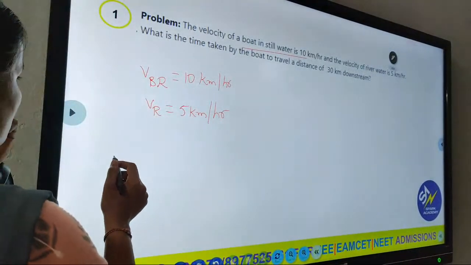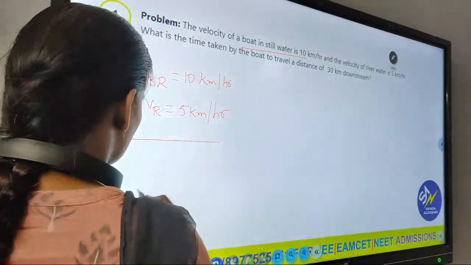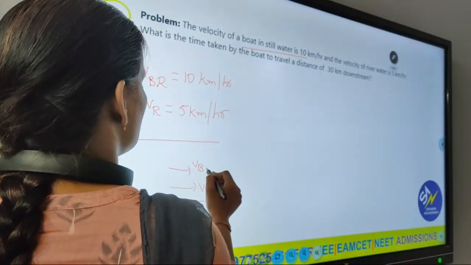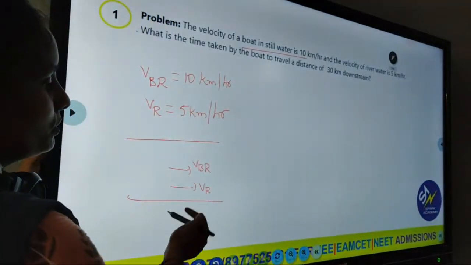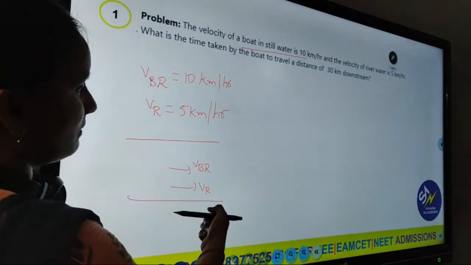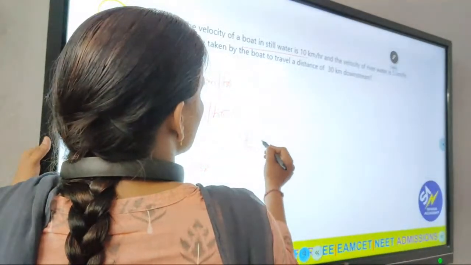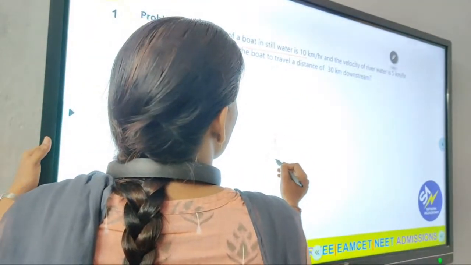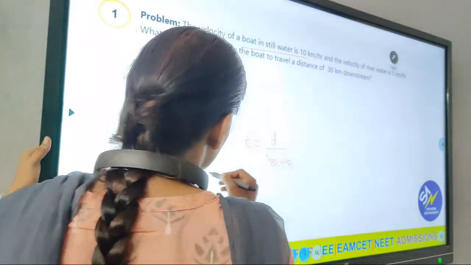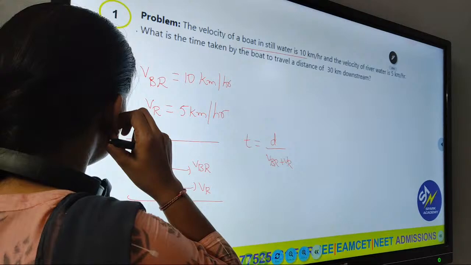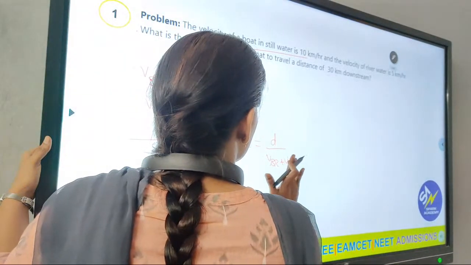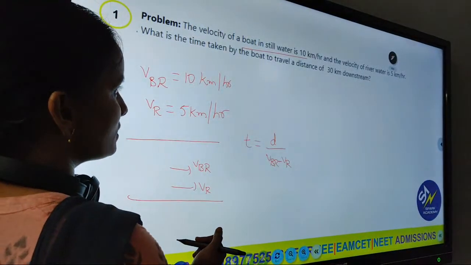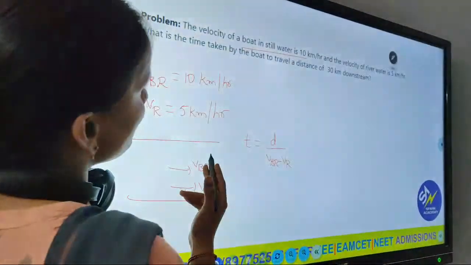So it is the case of motion in one dimension. Downstream means the velocity of the river and the relative velocity of the boat are both in the same direction, along the river flow. Here, for the time taken, we need to take the distance travelled by VBR plus VR, because these two are in the same direction. Sorry, minus. Downstream means the difference in the velocities. So here we can find the time taken by the boat.